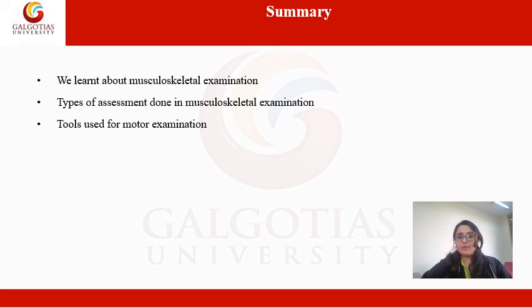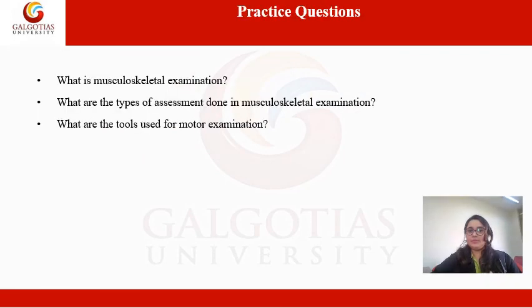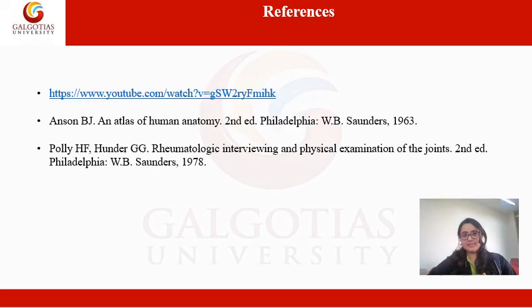So this was all about the motor examination, and I would say much more in detail about the musculoskeletal examination. To summarize, we learned about the musculoskeletal examination. We saw what kinds of assessment are generally done, and what the tools or components of the motor examination are. So these practice questions could be solved very easily now, I guess.